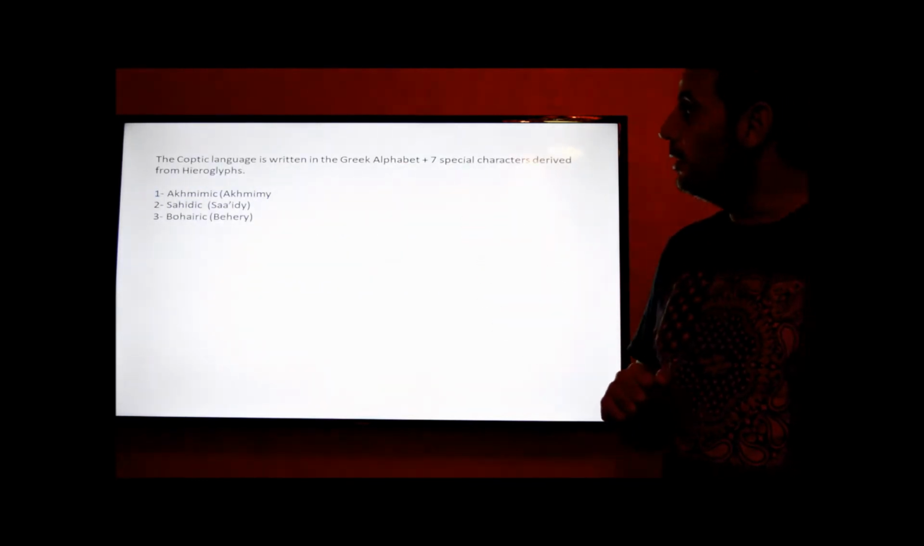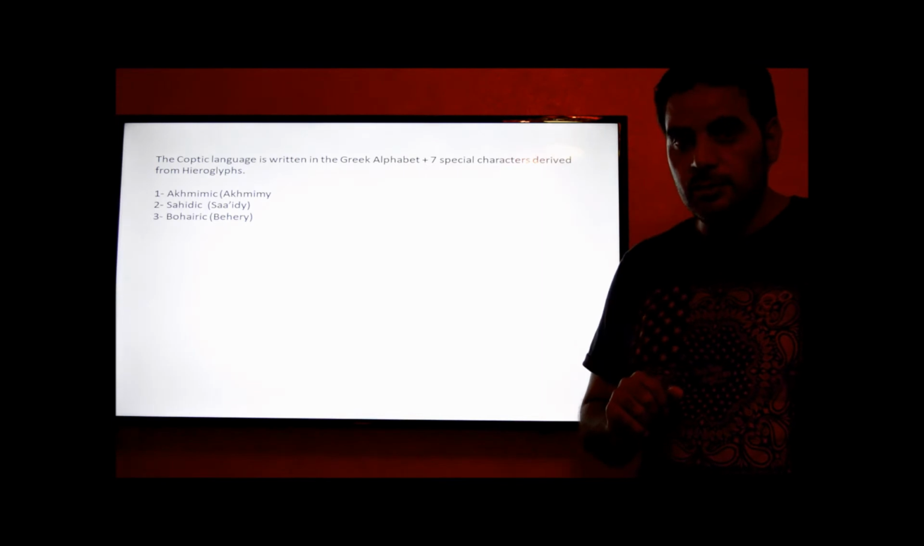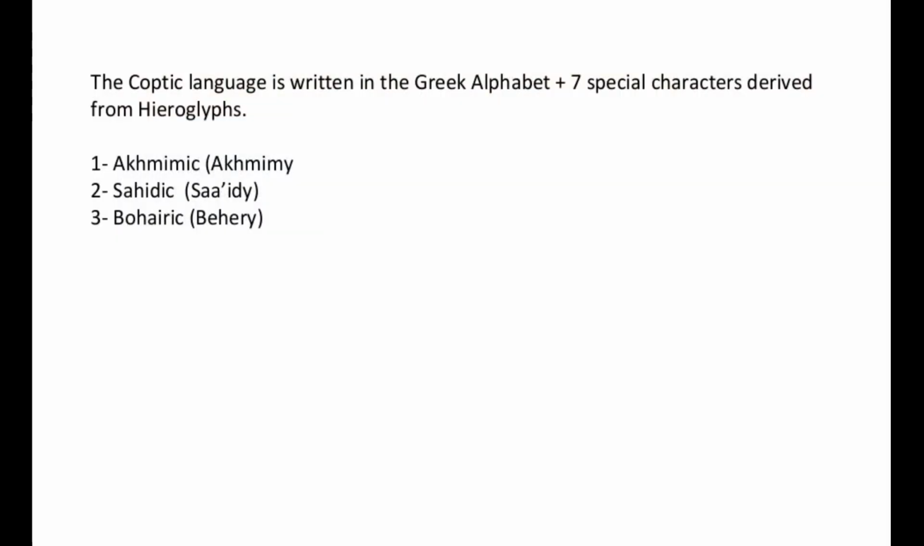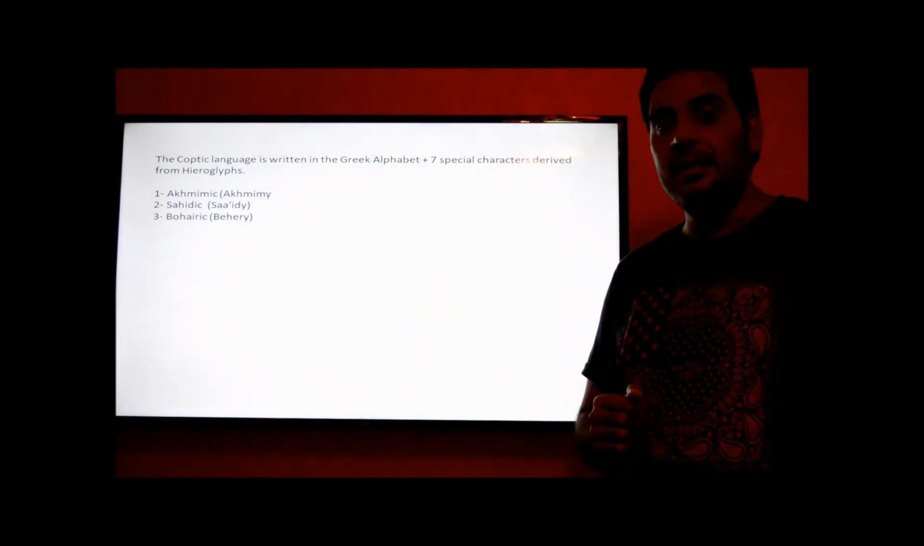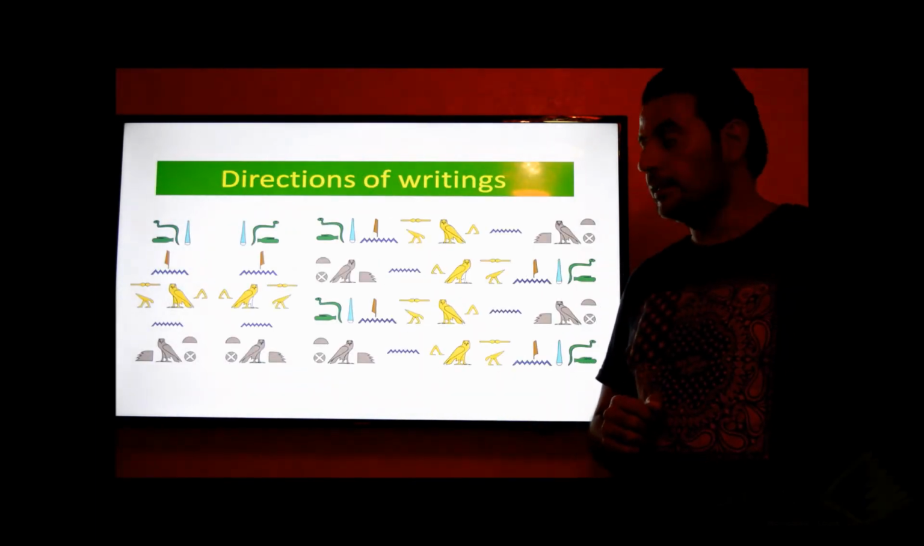When we talk about the Coptic language, as we said before, it is written in the Greek alphabet plus 7 special characters from the ancient Egyptian language. And we can say we have 3 main dialects in the Coptic language. We have the Akhmimi, the Sa'idi, and the Buhairi or Bahiri dialect.